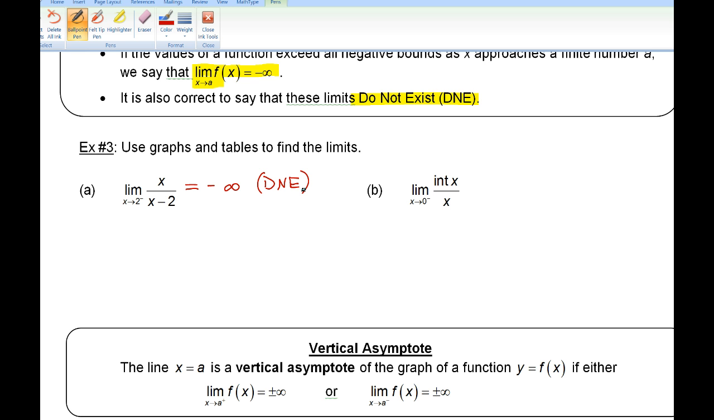Just clarifying, if we did just write DNE and not negative infinity, it would be fine. All right, good about that one. Next one has that greatest integer function we were talking about. So let's graph that.